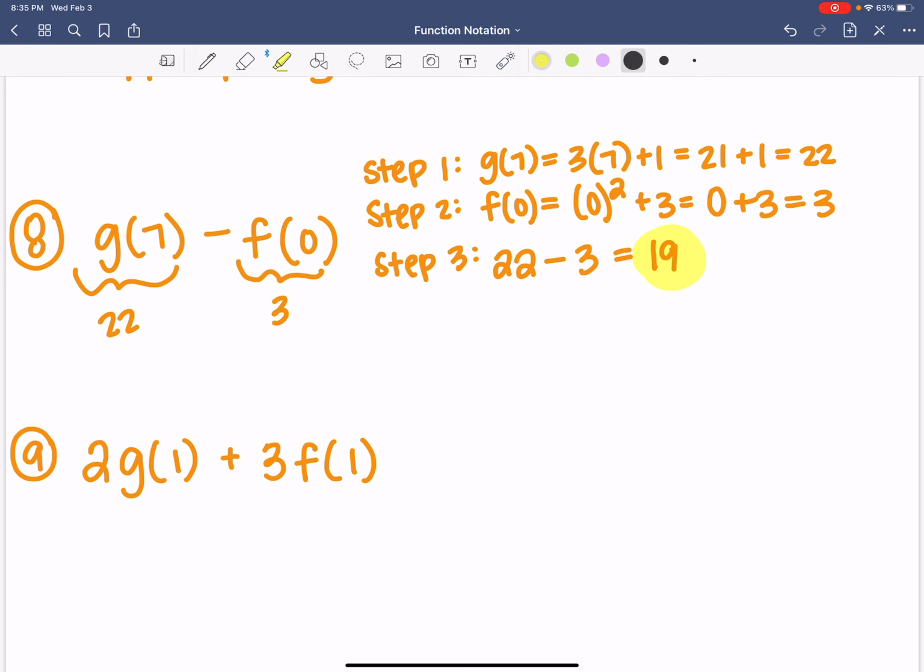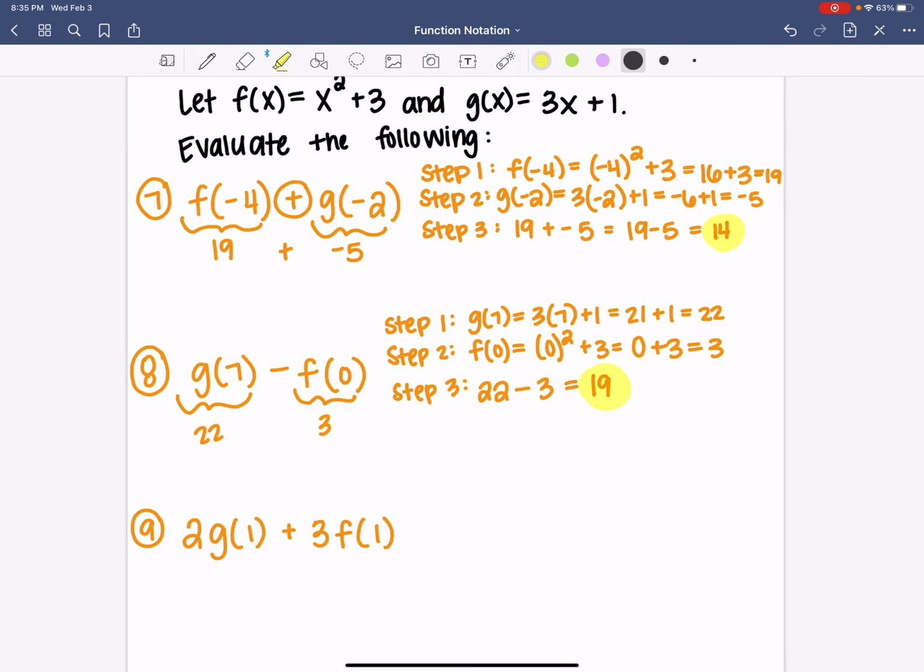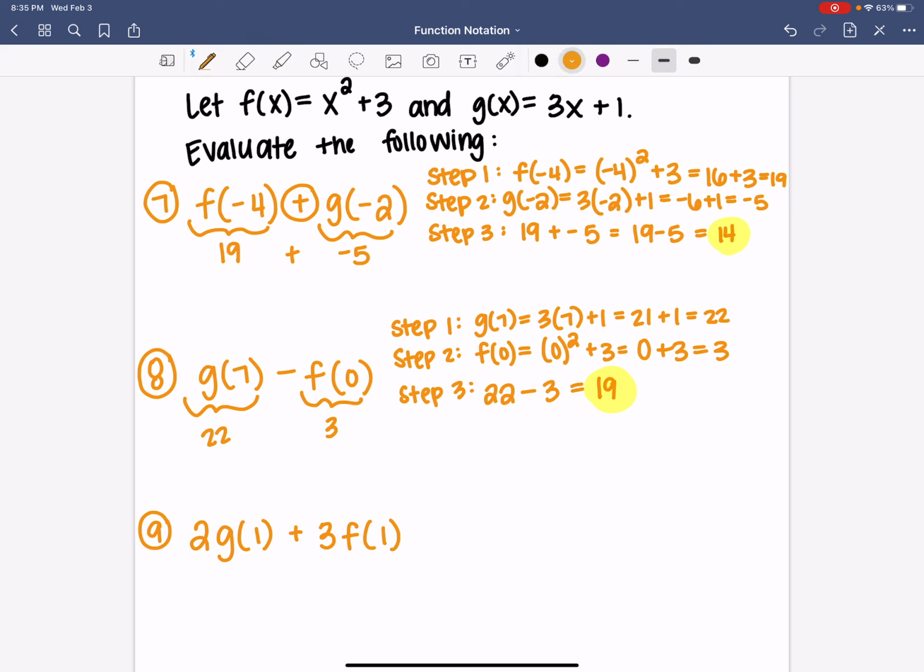There is one more that I want to talk about, and this one looks a little bit different, but the same process applies. So we have 2g of 1 plus 3f of 1. So really all this is telling us to do is after we find g of 1, we're going to multiply 2 times whatever we get when we find g of 1. Then when we find f of 1, we're going to multiply 3 times whatever we get. So the same process applies.